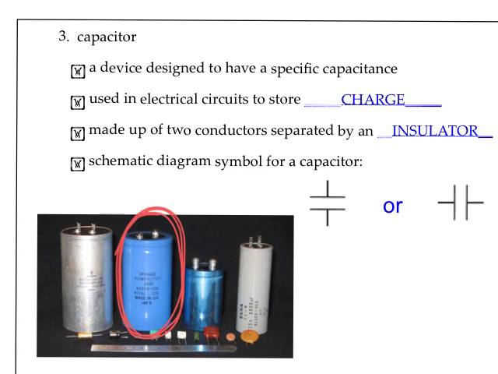You can also rotate that symbol 90 degrees and have your conducting plates going up and down as long as they're the same length, and then these two lines out to the side represent the wires that we would hook up. So again, we're going to work with a capacitor in your actual lab so that you can physically see what they do and how they work.